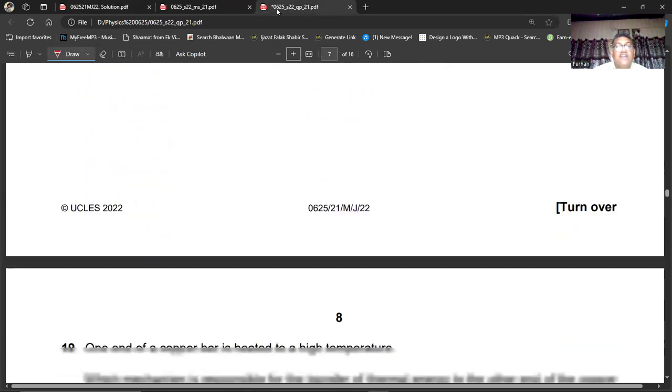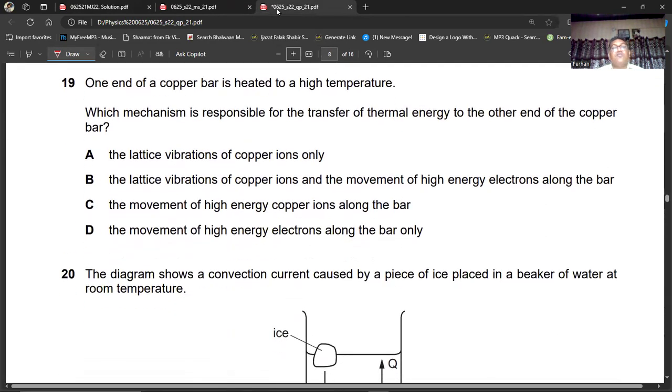Okay, so we are going to the next question, and that is question number 19. He says, one end of a copper bar is heated to a high temperature. Which mechanism is responsible for the transfer of thermal energy to the other end of the copper bar? You see, the copper bar is a solid, and it is also a metal. So by conduction, the heat is transferred from the hot end to the cold end through the copper bar.